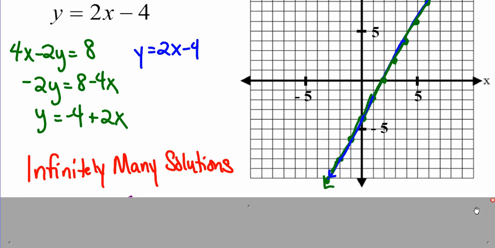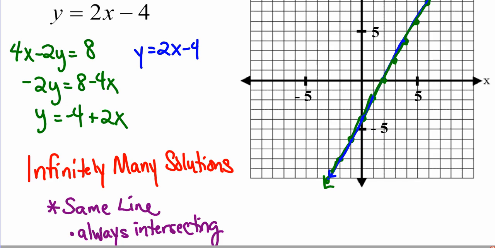And again, why is that happening? It was the same line. They had the same y-intercept. They had the same slope. So every single point generated for the equations would be equivalent. Therefore, we have infinitely many solutions.